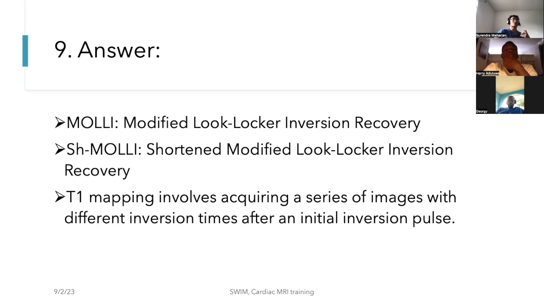It's used for T1 mapping, and it involves acquiring a series of images using a series of inversion pulses. We can use 2 inversion or 3 inversion, but most of the times they use 2 inversion and they acquire 3 or 5 images. That way we are generating good contrast. That's pretty good for MOLLI. And shortened MOLLI means we decrease the time period, I mean.